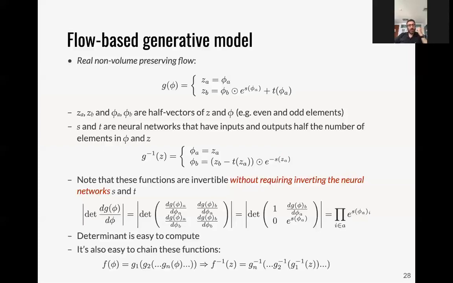Okay. And also because of the fact that the determinant is just a product here, if we chain many of these together, as is done here, then first of all, the inverse is very easy to compute because it's just chaining the inverses. But also the determinant will just be a product of the determinants. So you will just get more terms here for the other G's that you added.